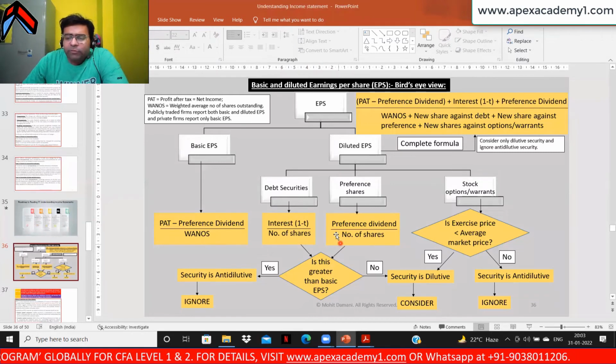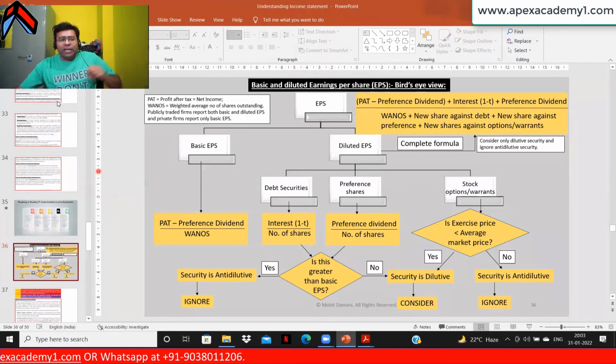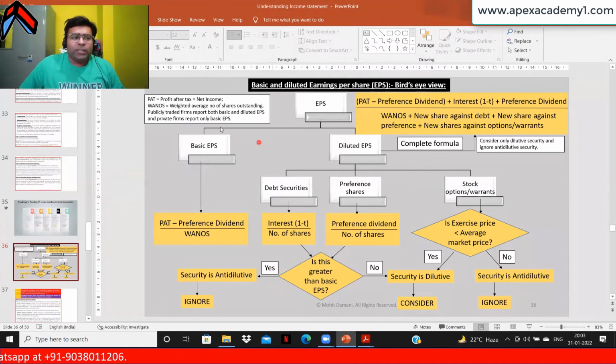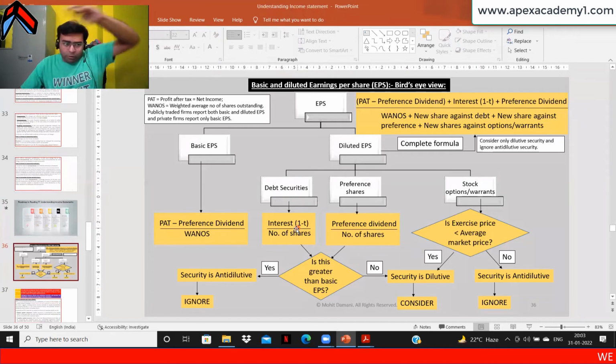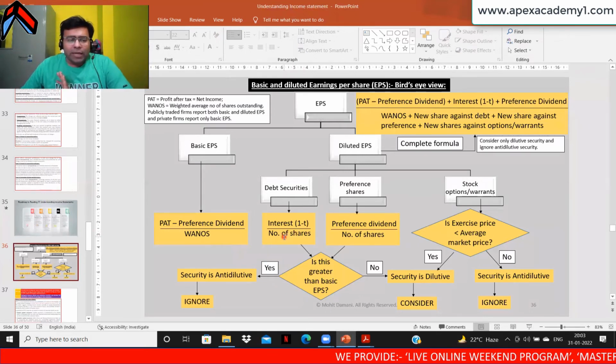And at the individual level you will check and you will only take those securities which are dilutive, while you will eliminate or leave those securities which are anti-dilutive. Once you do that, in this overall scheme, in this formula, in the numerator, you will add what was there in the numerator of the dilutive security. In the denominator, you will add what was there in the denominator of the dilutive security. That's it. That is what you have to do, and automatically you will get the diluted EPS.